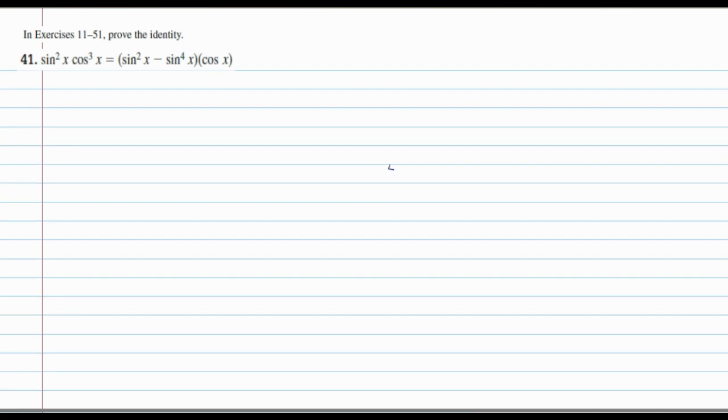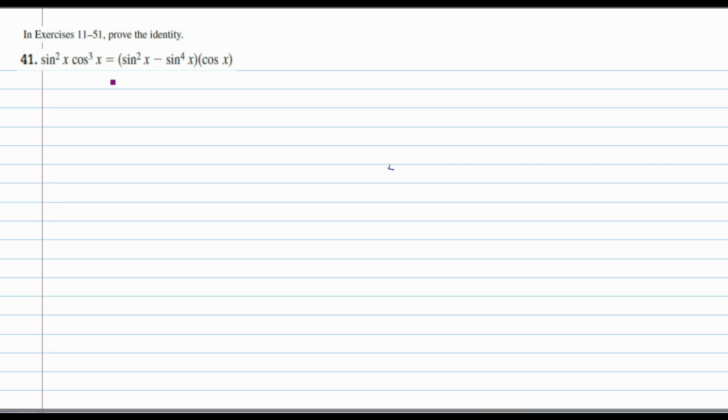Then now try problem number 41. Sine squared x times cosine cubed x equals sine squared x minus sine to the fourth x times cosine of x. So I'm going to pick to work with the left side first. Again, this is totally up to you, but I'm going to pick the left side first. Sine squared times cosine cubed.